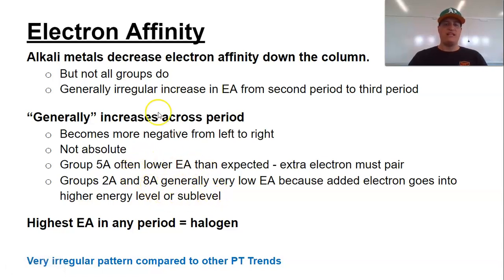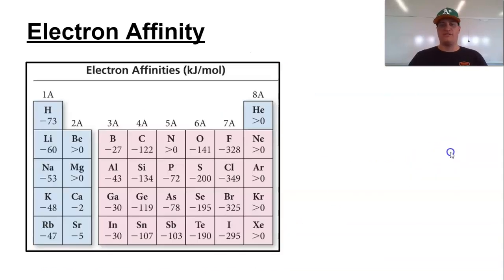The idea is more of getting the general idea. So see, it decreases as you go down, but not all groups do. And again, generally increases across the period. Highest electron affinity is going to be your halogens. Okay. This is, again, another reason why I think teachers and people don't like using electron affinity, because of its irregularities. So here's just the values at hand.